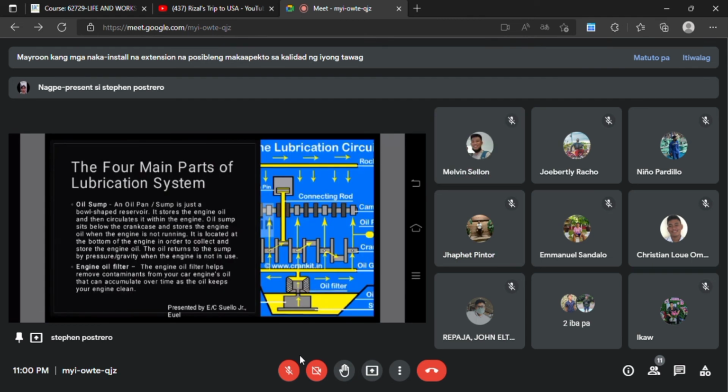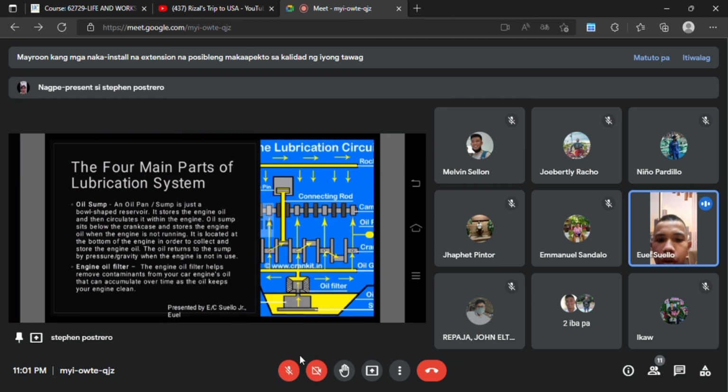The four main parts of the lubrication system. First, oil sump. An oil pan or oil sump is just a bowl-shaped reservoir. It stores the engine oil and then circulates it within the engine. The oil sump sits below the crankcase and stores the engine oil when the engine is not running. It is located at the bottom of the engine in order to collect and store the engine oil. The oil returns to the sump by pressure or gravity when the engine is not in use.